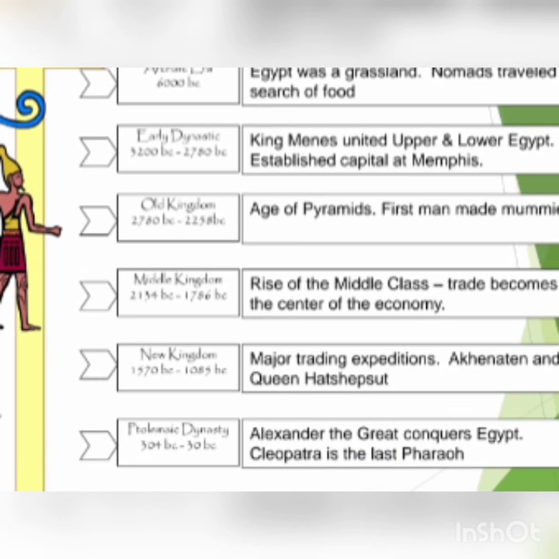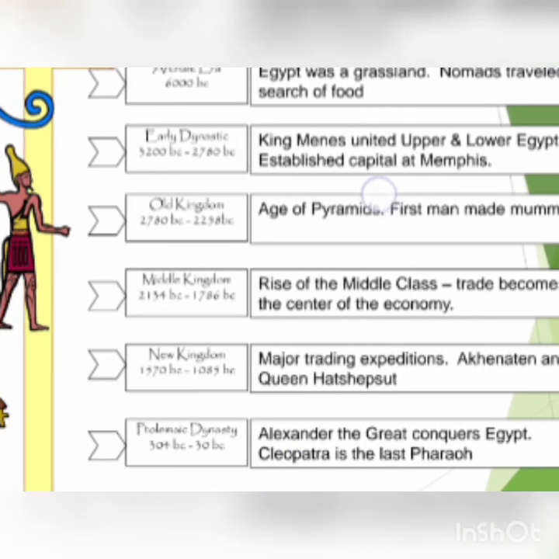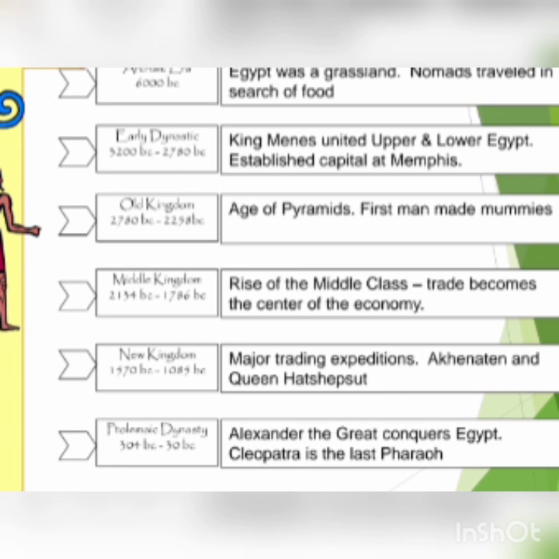And let us see the timeline. The Archaic era, that is 6000 BC. Egypt was a grassland, so nomads traveled in search of food. What about the Early Dynastic period? That is dynasties from 3200 BC to 2780 BC. In this time, King Menes united Upper and Lower Egypt, and he established the capital of Memphis.